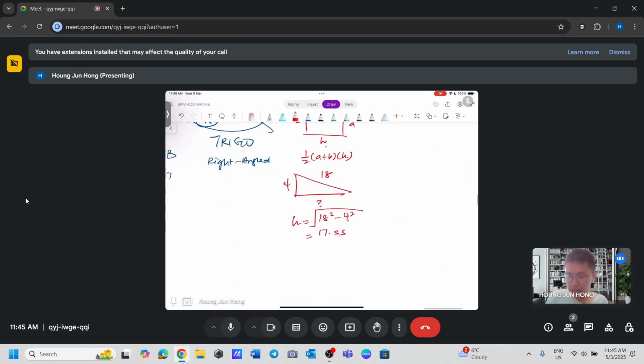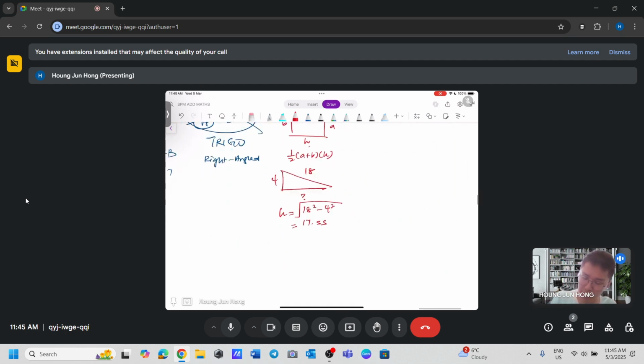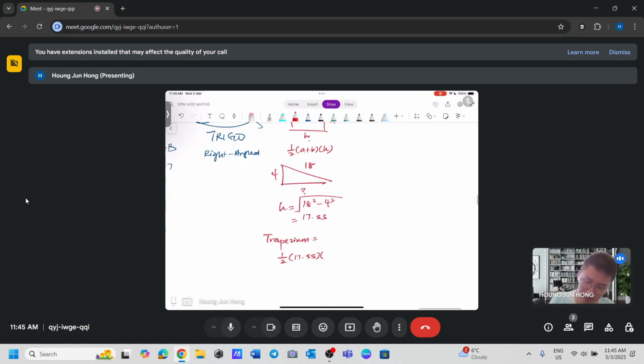17.55. Then moving on, you can find the trapezium area. The trapezium would be half 17.55 and then A plus B, which is 7 plus 11. They should give you 157.95. Okay, cool. That's for the trapezium.